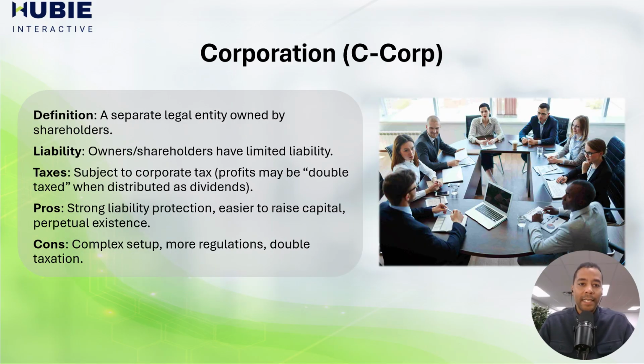The next entity is a corporation, also known as a C Corp. The definition is it's a separate legal entity owned by shareholders. In regards to liability, the owners and shareholders have limited liability. With taxes, they are subject to corporate tax, and the profits may be double taxed when distributed as dividends.